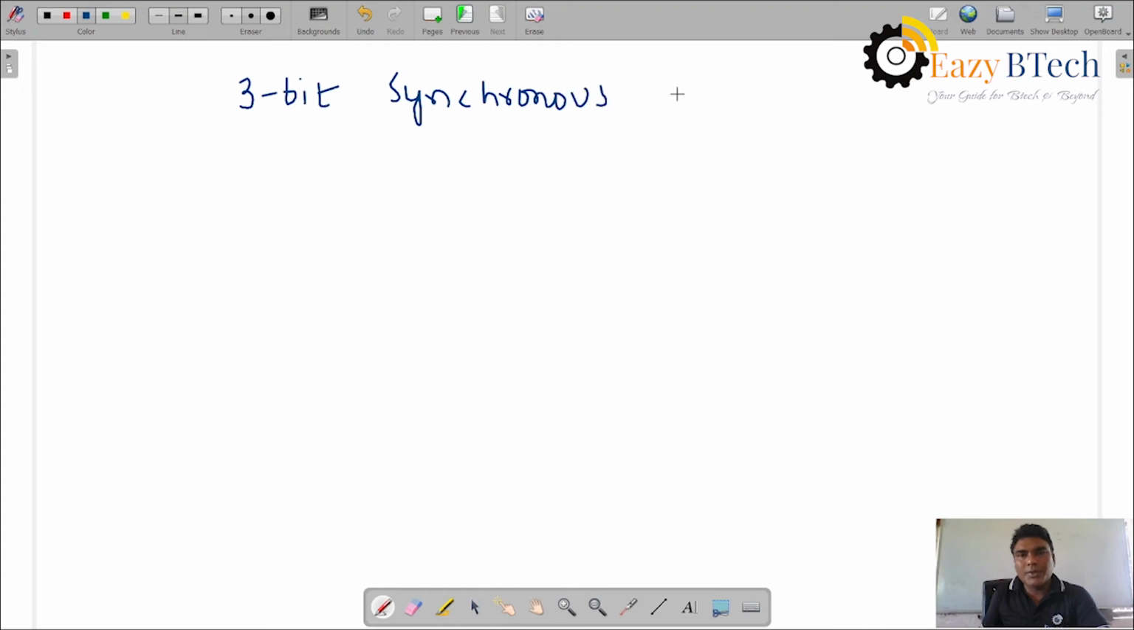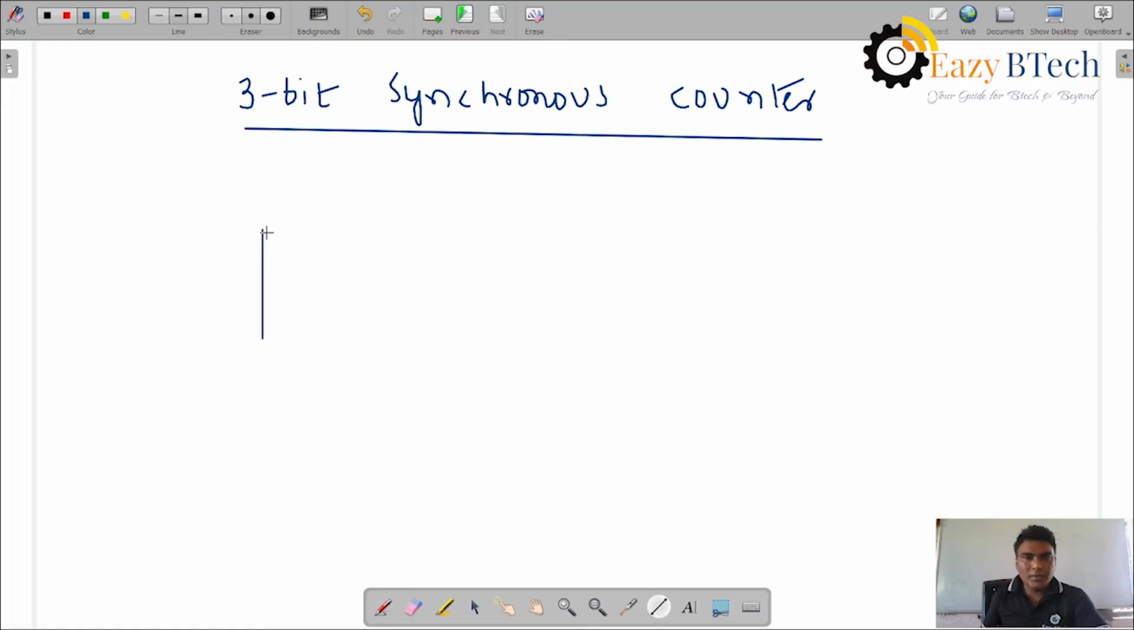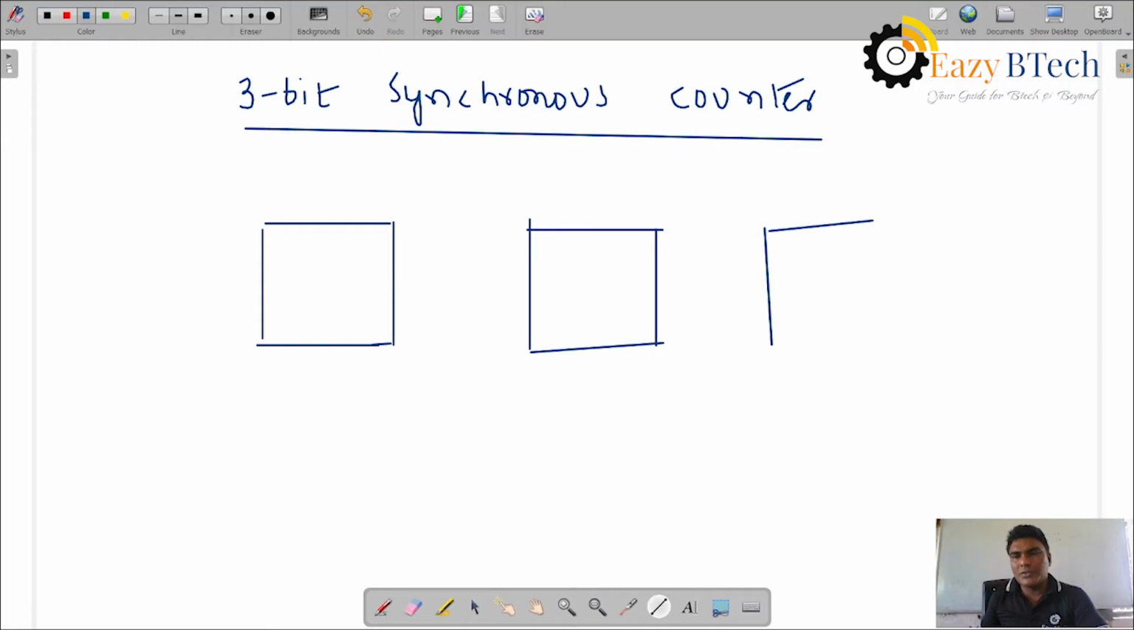3-bit synchronous counter. Let's see the 3-bit synchronous counter, which uses 3 flip-flops. A simultaneous clock pulse is applied. JK flip-flop. Okay, see the designing part.